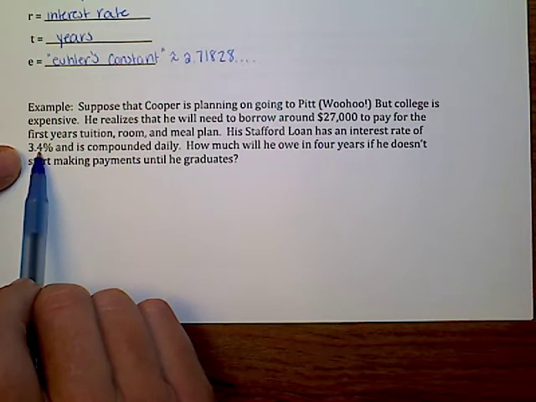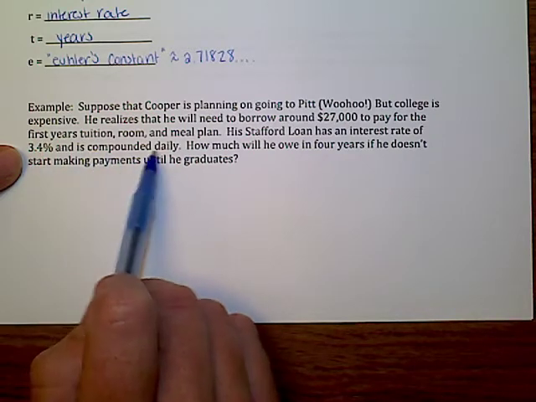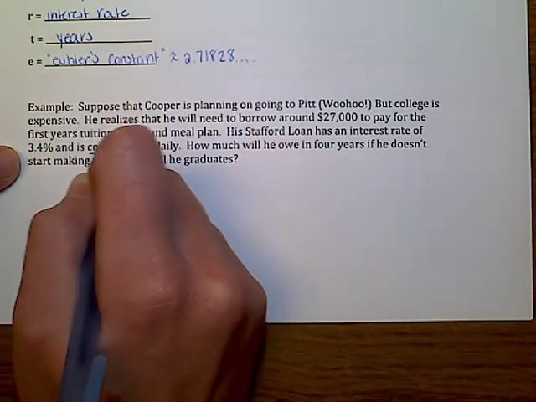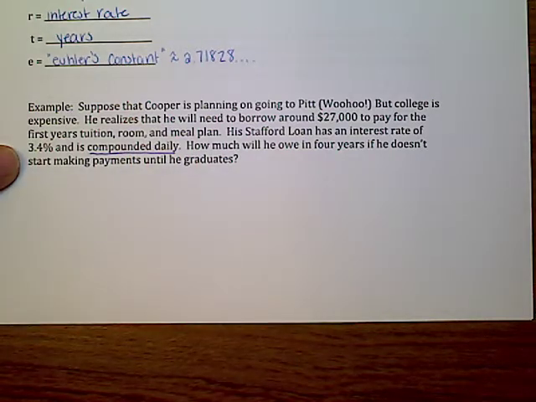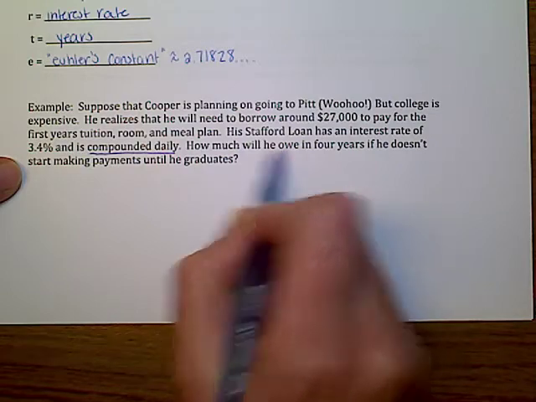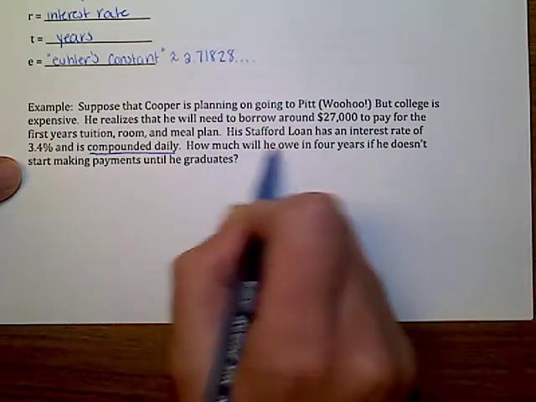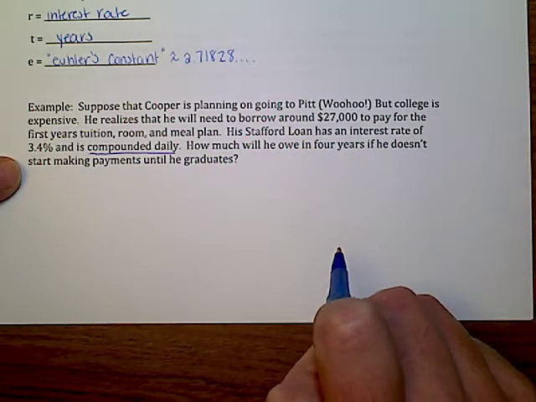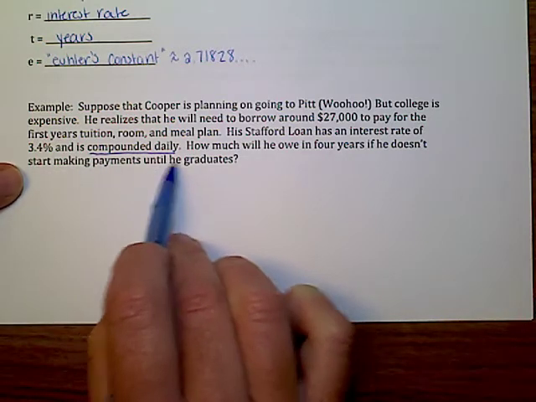Its going interest rate is 3.4%, and it's normally compounded daily. So that's key there, compounded daily. What that says is we're probably going to use that first formula. We want to know how much will he owe, so ending amount, how much is his ending amount in 4 years if he doesn't start making payments until he graduates.